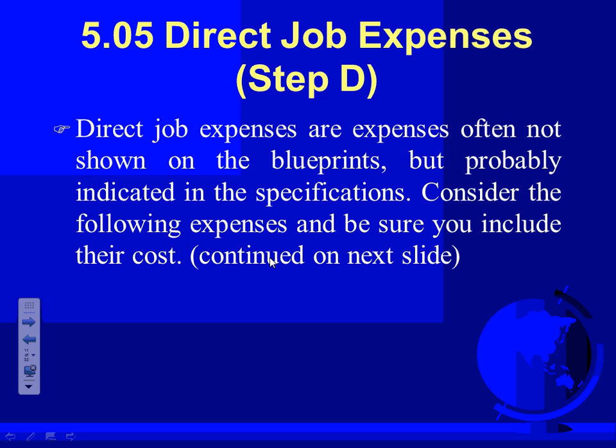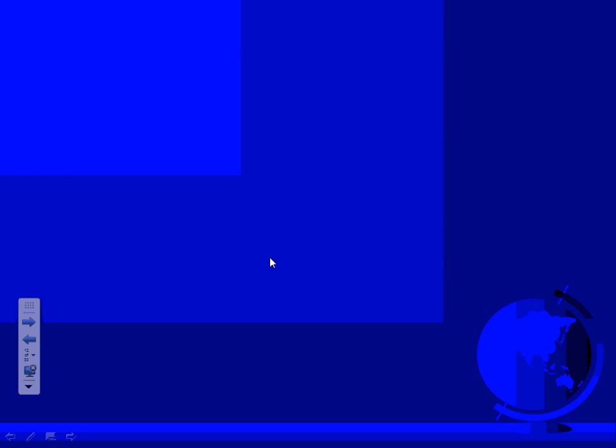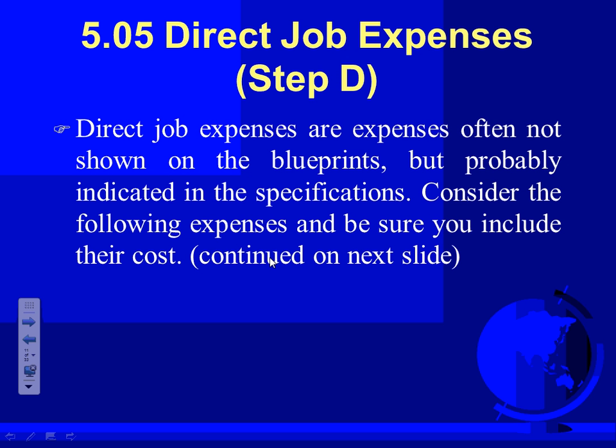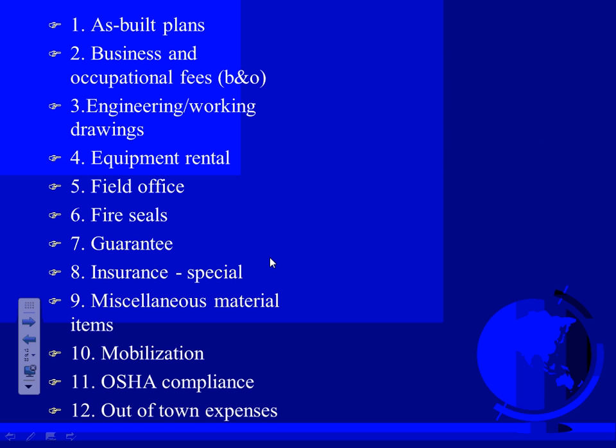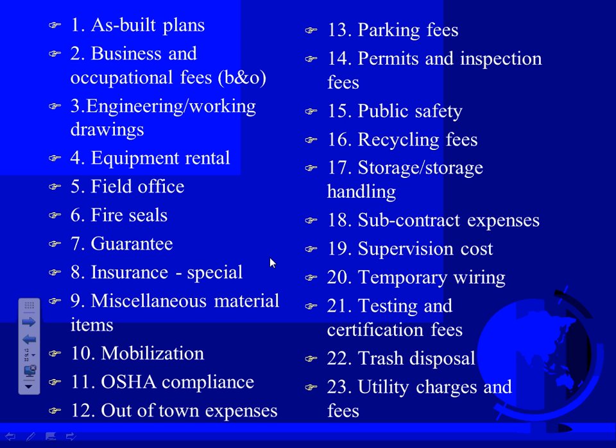Direct job expenses. Direct job expenses, guys, a couple of things that you have to take into direct job expenses: permits, things that you need to rent for this particular job. So you have to take into consideration. Here are a few things that can be direct job expenses. Do I need to allocate time, guys, for as-built? How about, do I need to allocate time or dollars for engineering drawings? How about field office? How about guarantees I need to do?